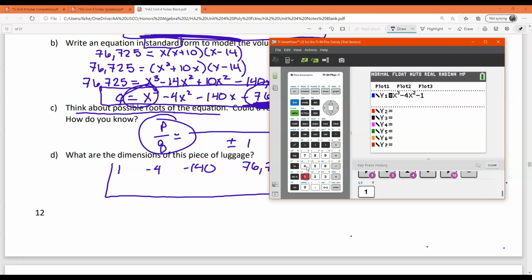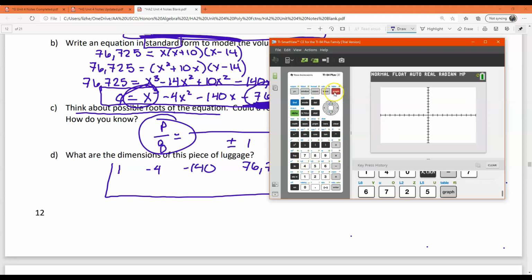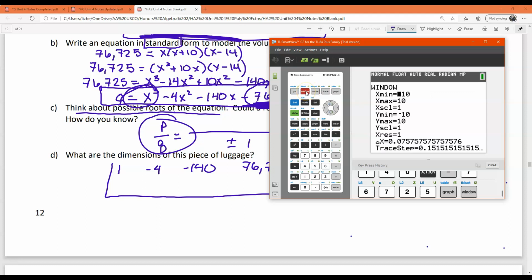Minus 140x minus 76,725. All right, I think it looks good now. Graph it. Look at there. You can't see anything because you need to change your window. So when I did this, my window works at negative 50.